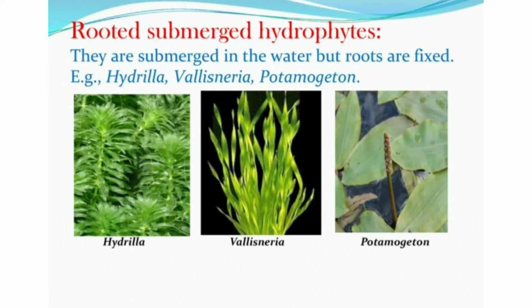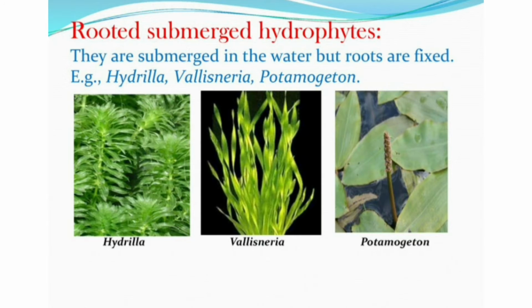This is rooted submerged hydrophytes. These plants remain submerged in water and are rooted in the soil. For example, Vallisneria, Hydrilla and Potamogeton. In the three pictures you can see, they are all submerged in the water but rooted, fixed in the soil.